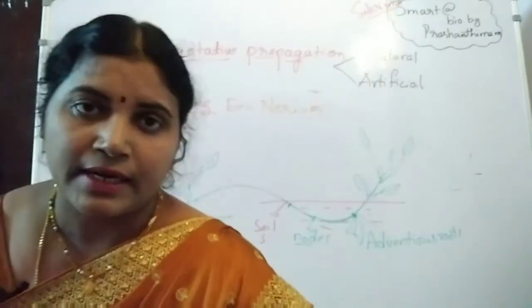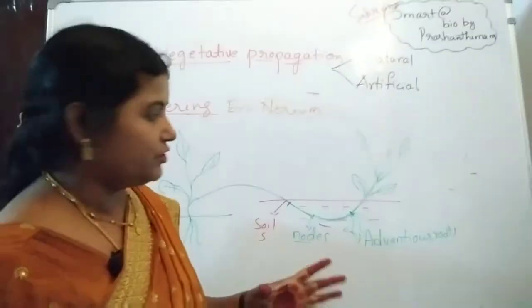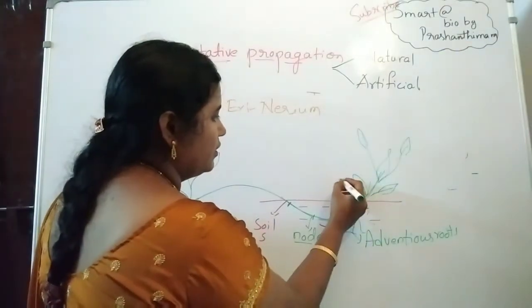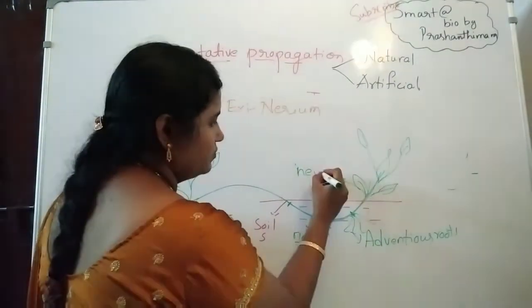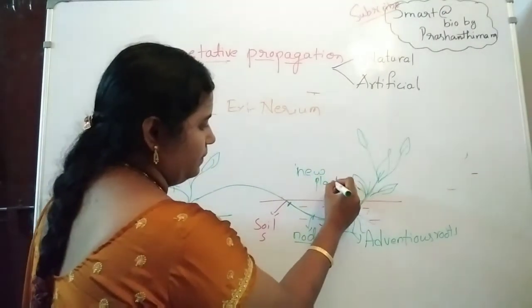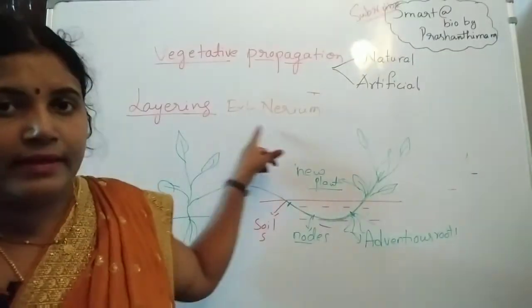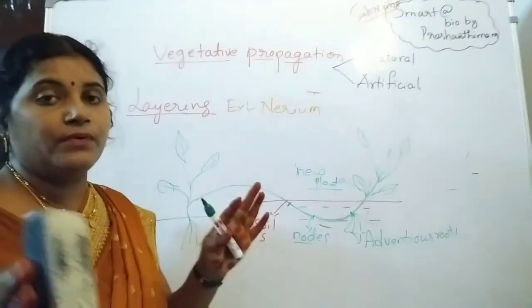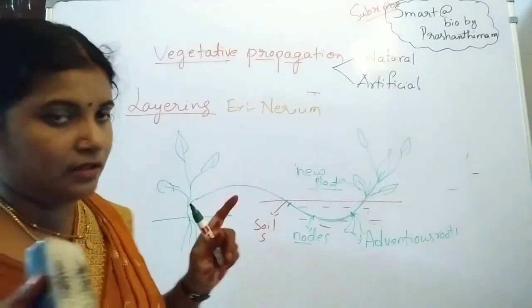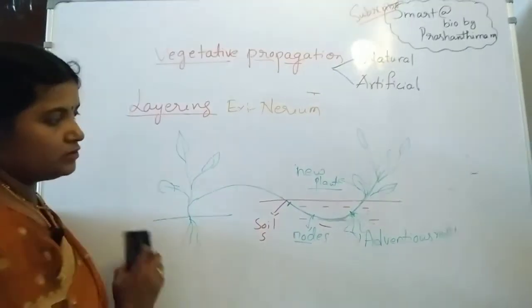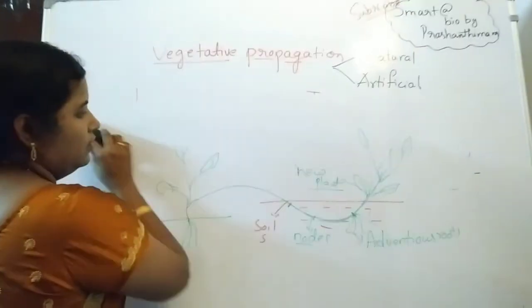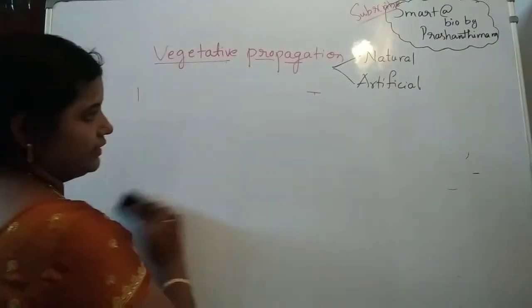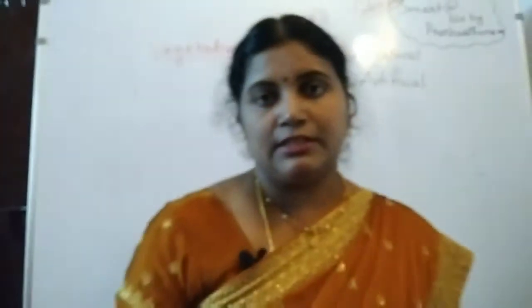So this is one kind of vegetative propagation. So here this part is going to grow as an individual new plant. The process is known as layering, example nerium. Next we are going to see another important propagation, grafting. So grafting method, so take this screenshot. Grafting method, very important method. Why is it very important?